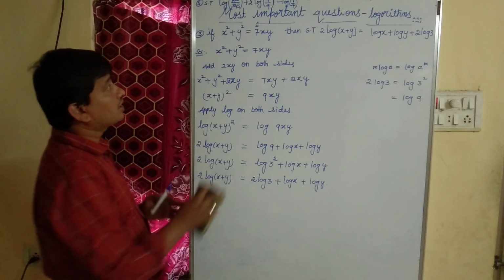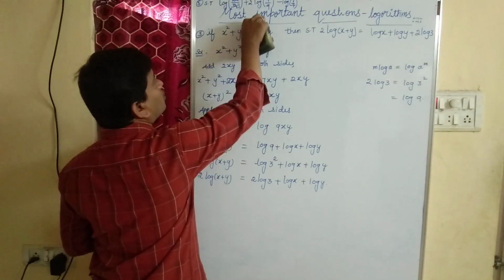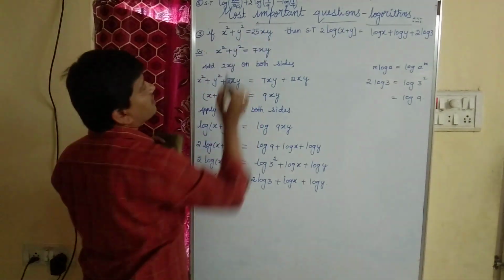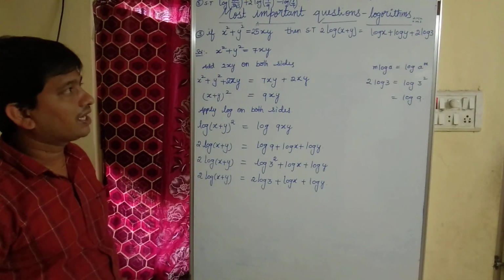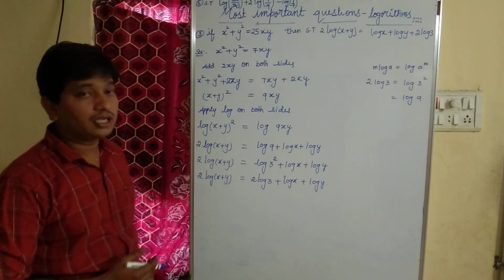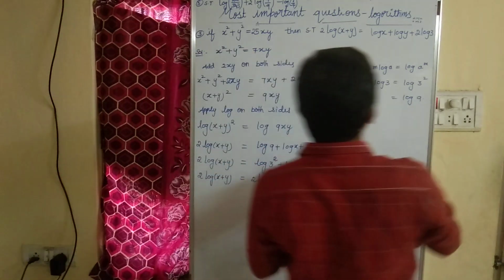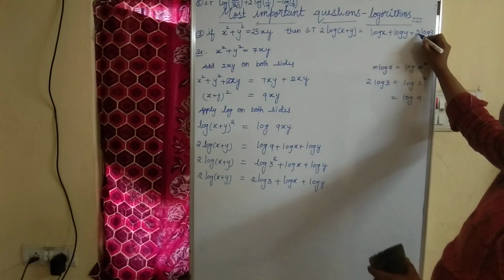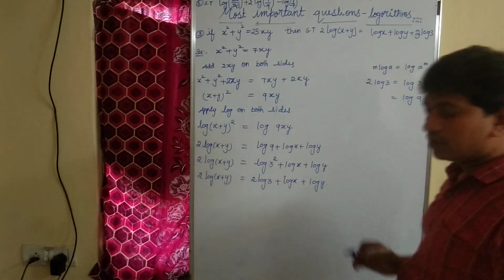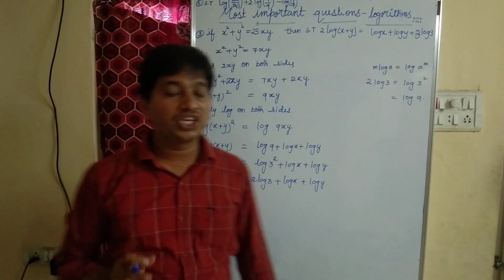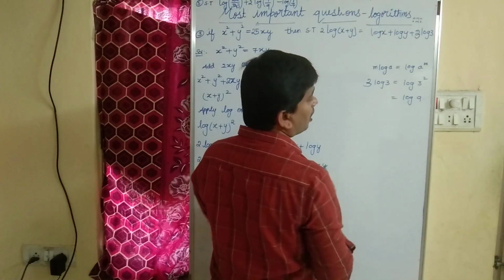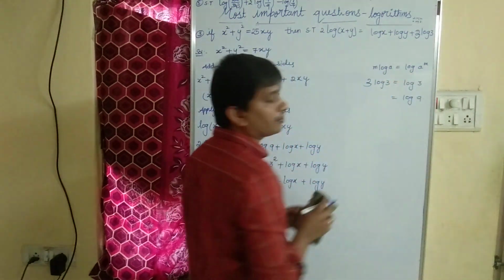Suppose x square plus y square equal to 25xy. If x square plus y square equal to 25xy, then show that 2 into log of (x plus y) equal to log x plus log y plus 3 log 3. The method is same, children. What is here? We have 3 log 3. How can we write 3 log 3?